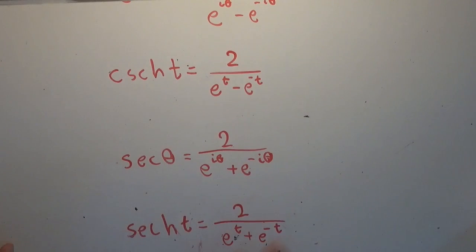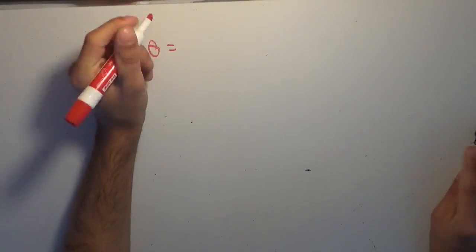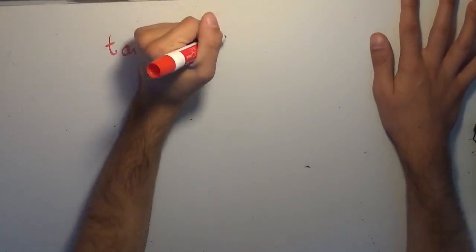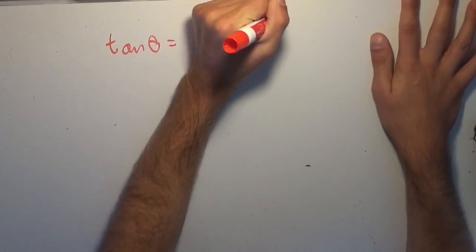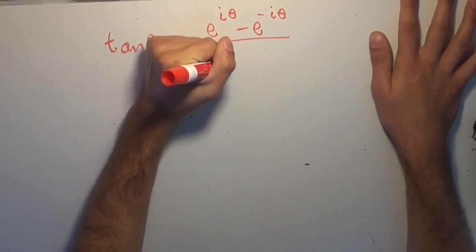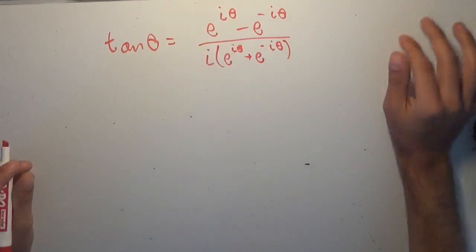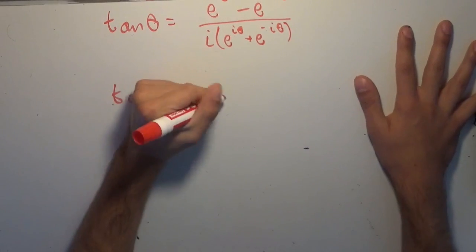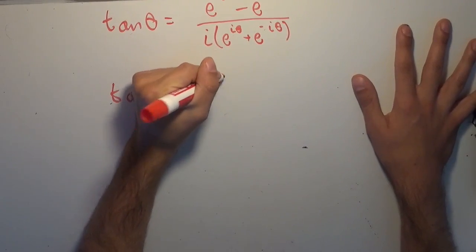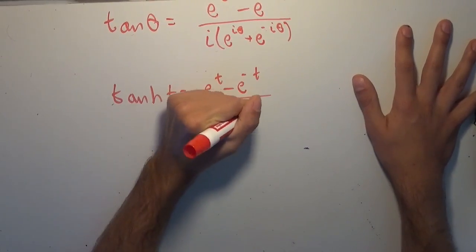And now, of course, we can do the tangent and cotangent versions. So the tangent of theta, which is simply the sine divided by the cosine, is going to give e to the i theta minus e to the minus i theta over i times e to the i theta plus e to the minus i theta, right? And if we do the hyperbolic tangent of t, we simply get this without any i's, so we get e to the t minus e to the minus t divided by e to the t plus e to the minus t.